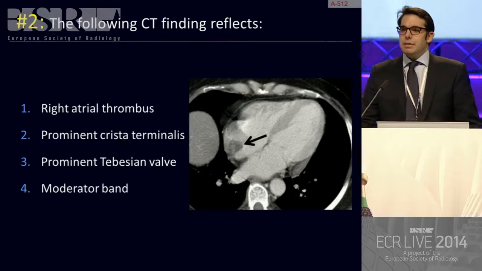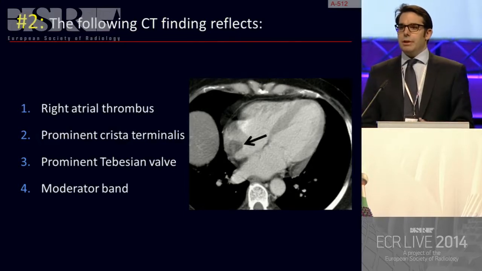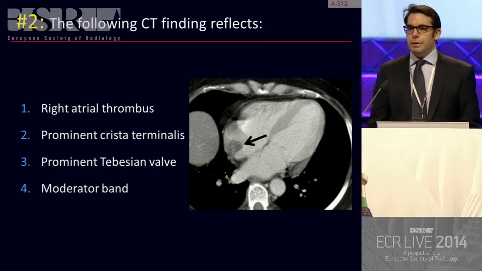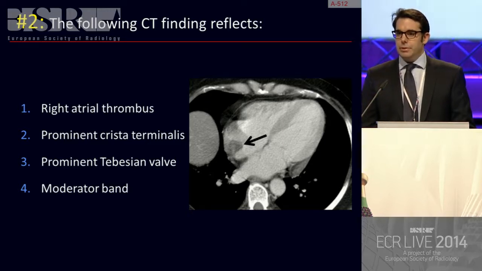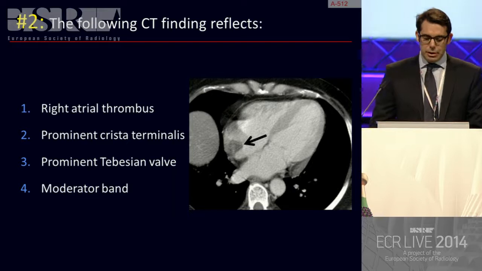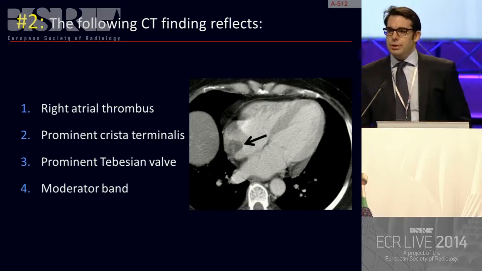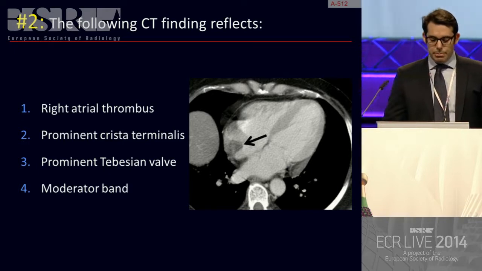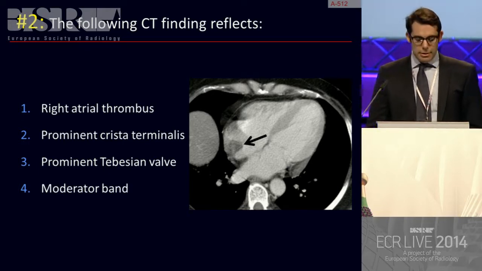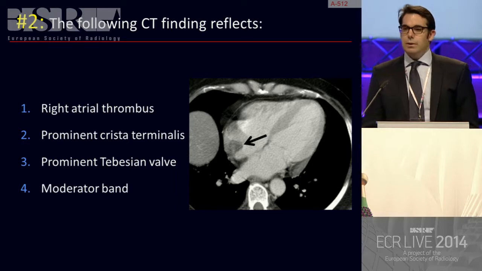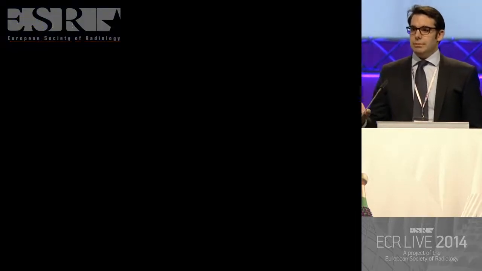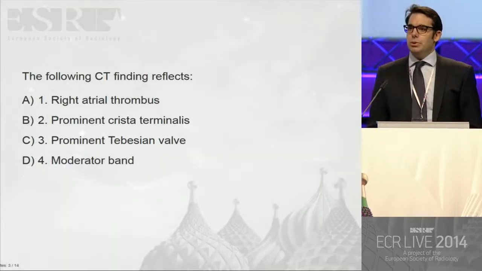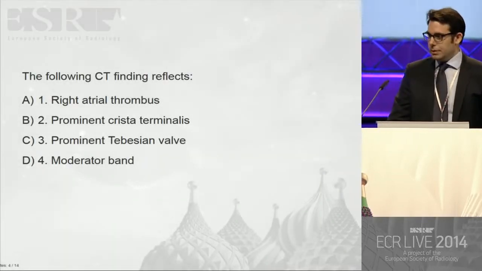So this is a mistake that we make regarding the coronary anatomy. This is another mistake we can make when we are reading cardiac anatomy. And this is the second question I'm asking you. This thing that the arrow is pointing to, is it a right atrial thrombus, a prominent crista terminalis, a prominent Eustachian valve, or a moderator band? When we see a CT, we will find this lesion. What is this? You can vote, please.